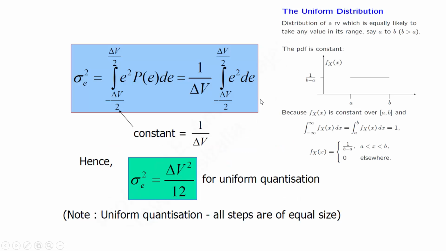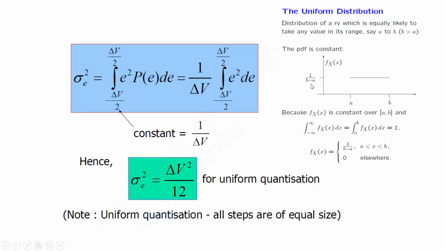It can be delta V. Delta V is the full range between the two quantization levels. So in a general case, if it is from B to A, the probability density function is given by 1 over B minus A. But in our case of the quantizer, the value of the voltage between the two quantization levels is denoted by delta V.